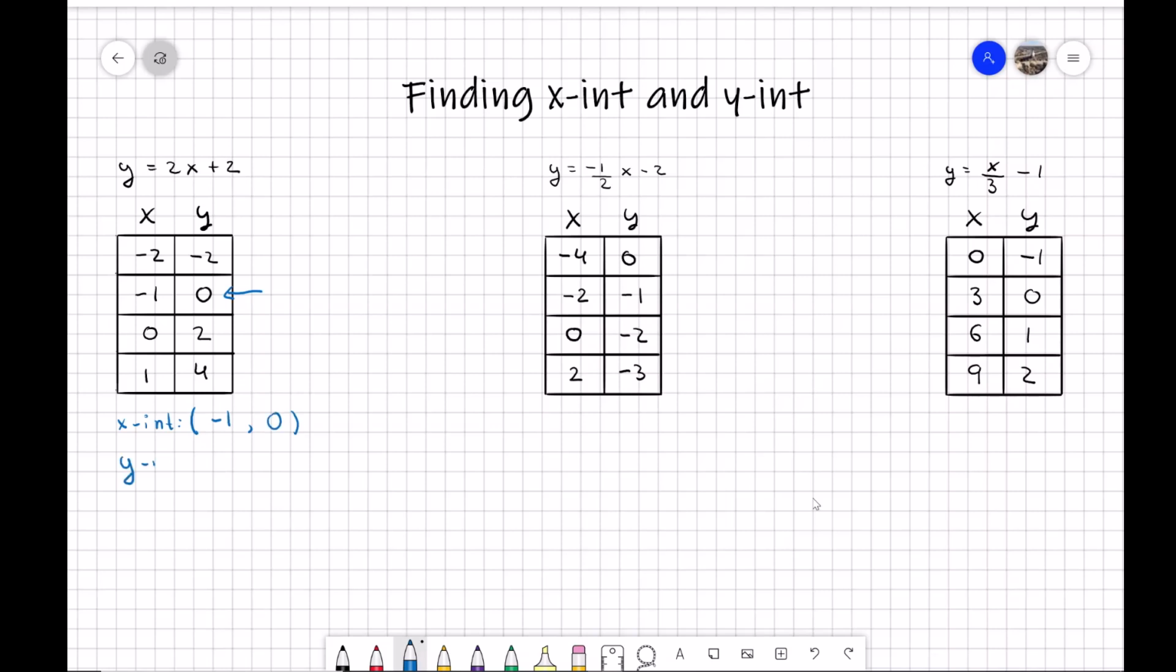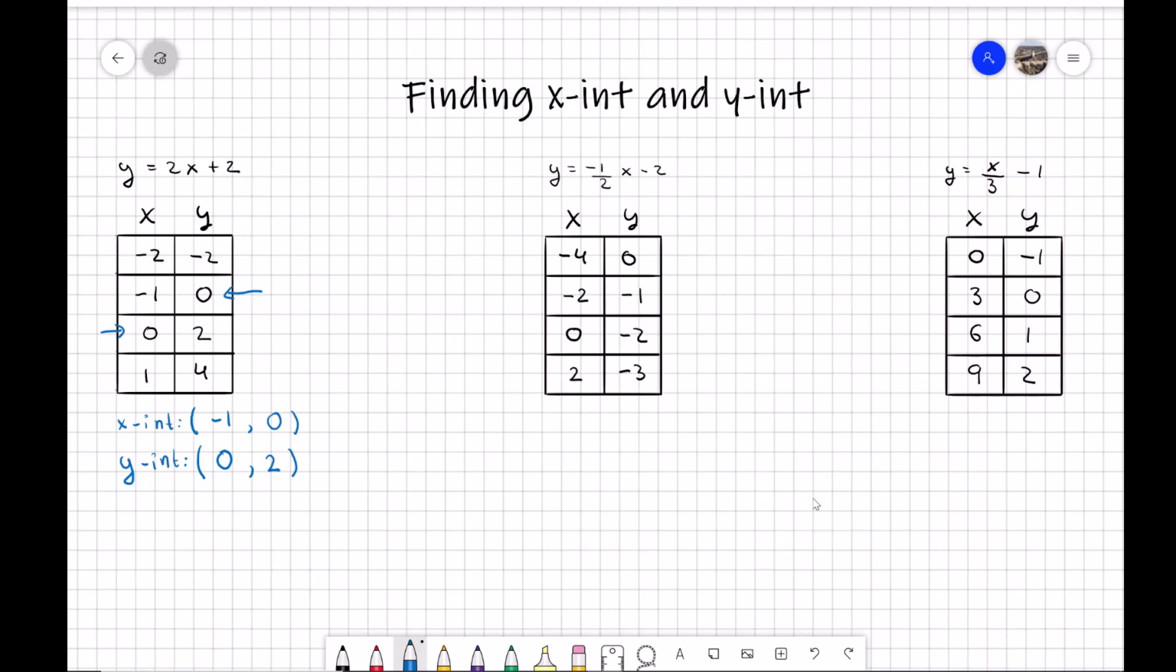Now the y-intercept is the opposite, right? It's the point where the function cuts the y-axis, and the only way to cut the y-axis is if we have our x-coordinate equal to 0. So that means our point is going to be 0, 2 in this case.